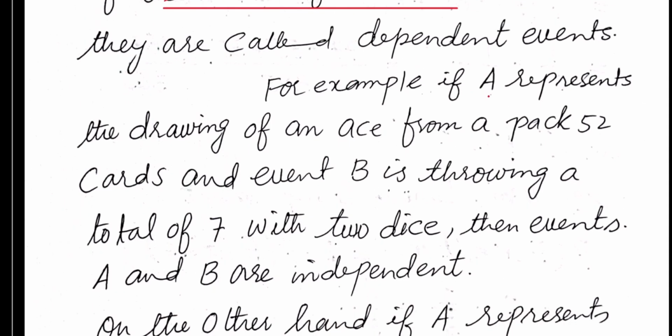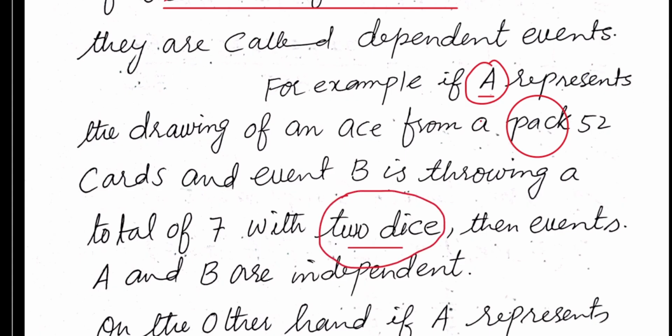For example, if A represents the drawing of an ace from a pack of 52 cards and B is throwing a total of 7 with 2 dice, A is linked with the pack of cards and B is linked with 2 dice, clearly they are independent. There is no relation between these two events. So the events A and B are independent.